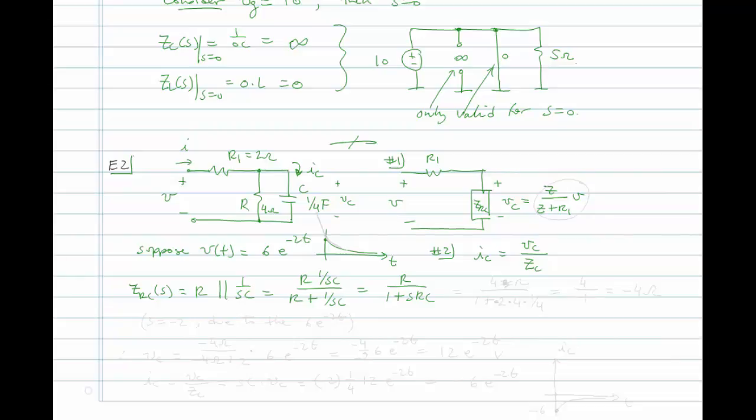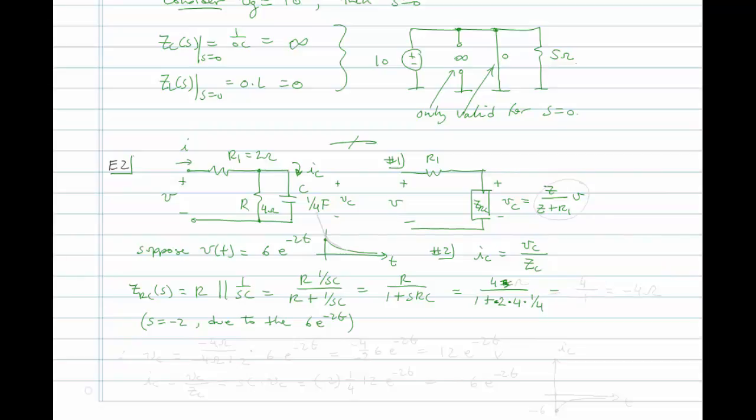Now, we can go ahead and plug some numbers in here. We know that R is equal to 4 ohms. We have S. What is S? Well, we're exciting it with 6 e to the minus 2t. So S is minus 2 due to the 6 e to the minus 2t. All right? So we'll have minus 2 times 4 times C, which is 1/4.